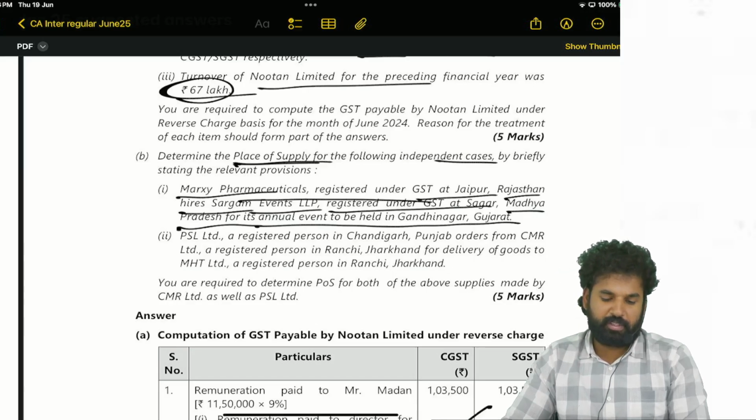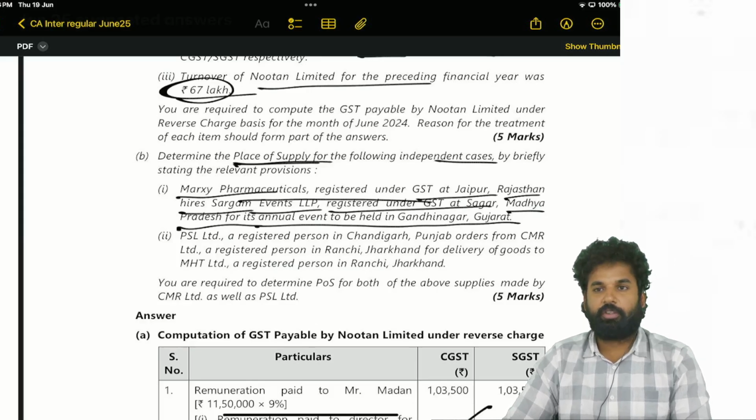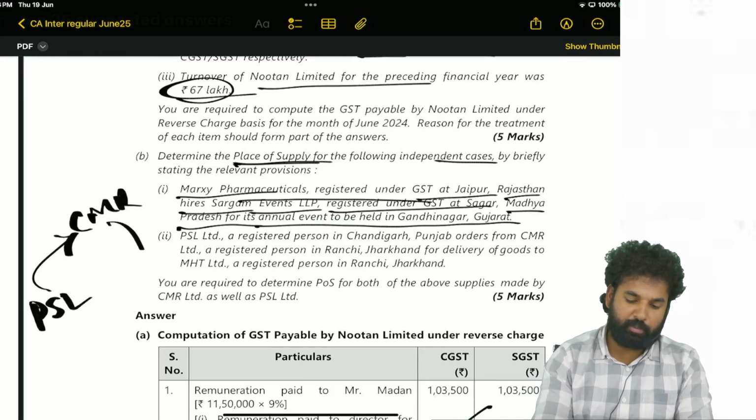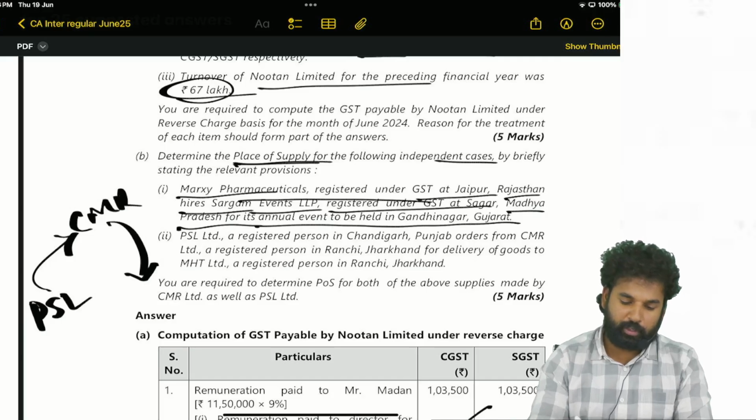Jaipur. Next, PSL Limited, registered in Chandigarh, Punjab, orders from CMR Limited, registered person in Ranchi, Jharkhand, for delivery of goods to MHT Limited, a registered person in Ranchi, Jharkhand. Okay, CMR Limited, registered person in Ranchi. So who ordered? Is it not billed to ship to? PSL is ordering. Okay, to whom? CMR. CMR is delivering to whom? MHT.